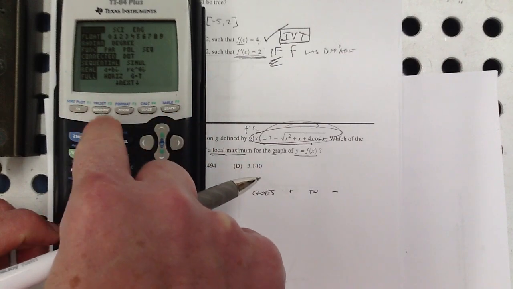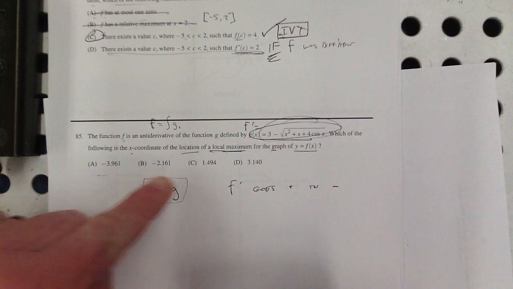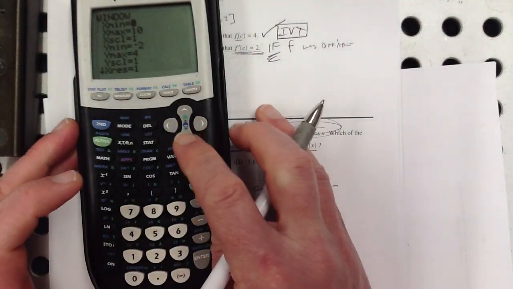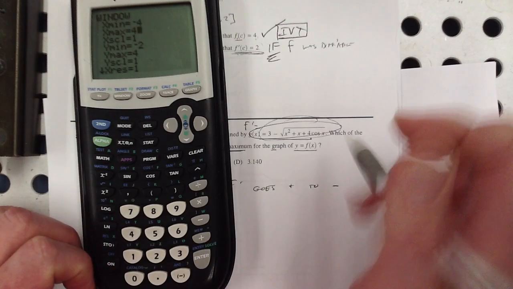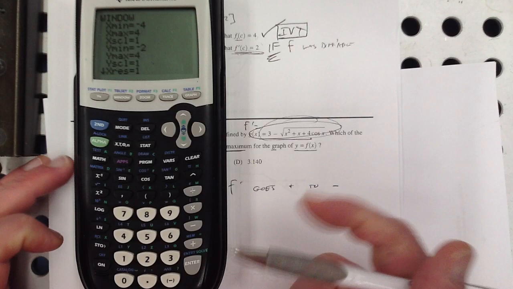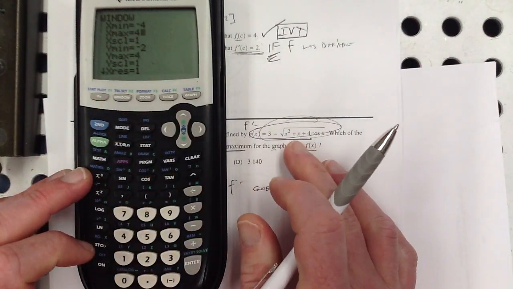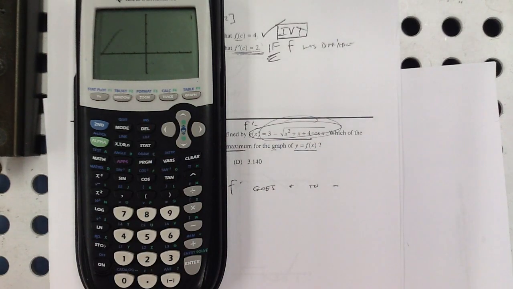So then I'm going to go to my window. Looks like if we're looking negative 4 to 4, that's where all those answers are. And I just need to see where it goes from positive to negative, so that should be fine for my y min and my y max. I'm going to graph it. Ooh.